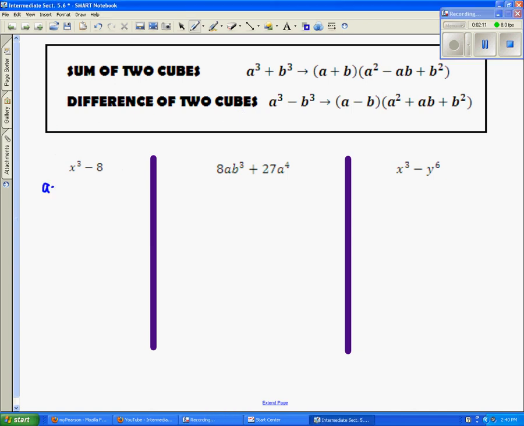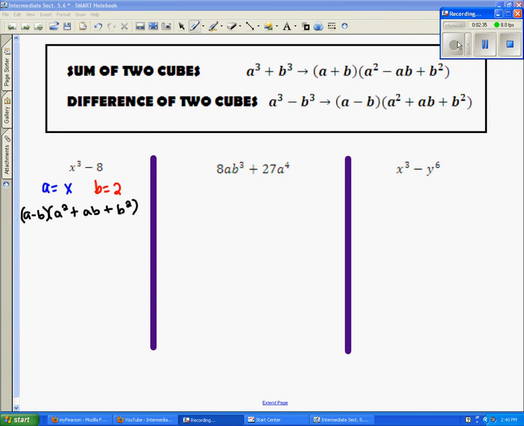The first thing I have to distinguish is what is cubed. My a is going to be what's cubed in the first term, so I put an x. My b is going to be what raised to the third power gives me 8. 2 cubed gives me 8, because 2 times 2 is 4 times 2 is 8. Once you name your a and your b, we write down our factor formula. Okay, I wrote my formula down. Now everywhere a is, I'm going to put an x, and everywhere b is, I'm going to put a 2.